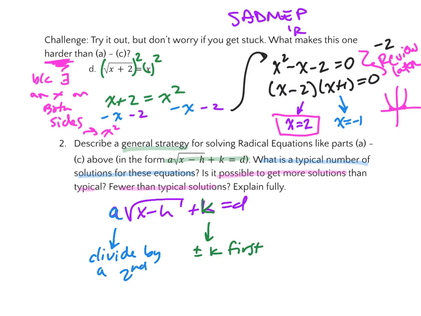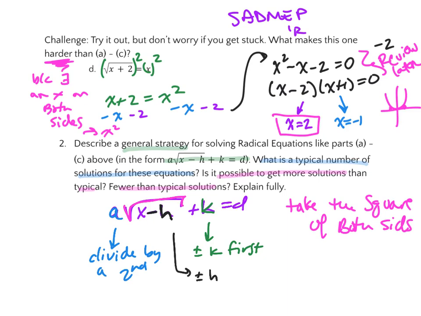And then if you have the square roots, you would take the square of both sides. And then the h, and these are all different components of the function we'll see in our graphing unit. So then you have to plus or minus h last. Oh, I guess I should say third. And that would be the fourth move. I don't know.